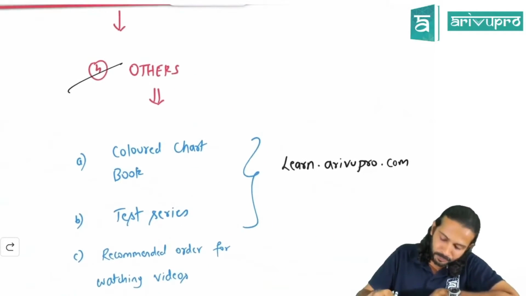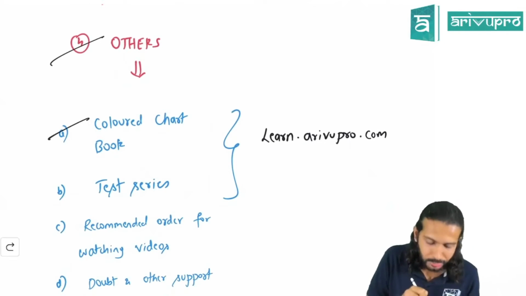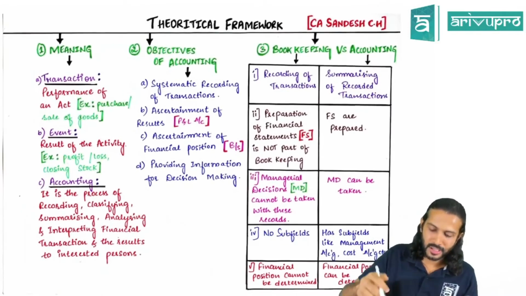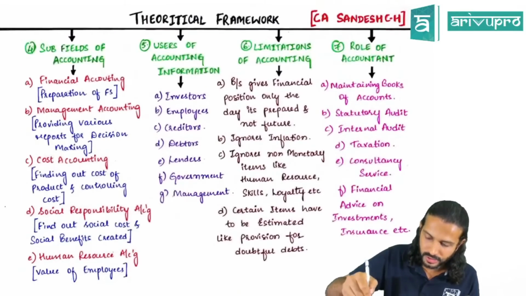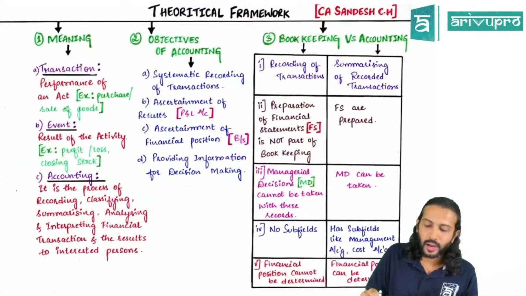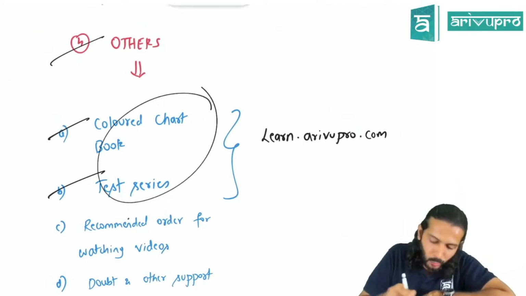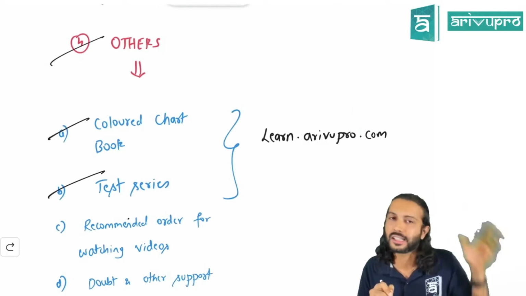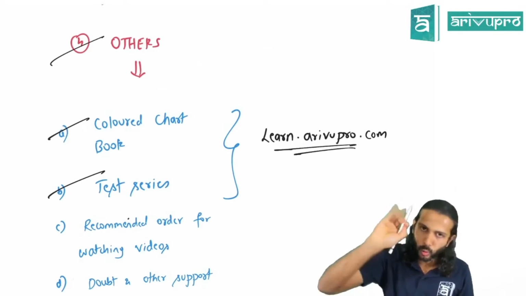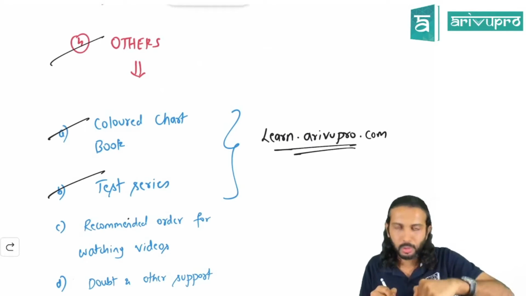Next is the other stuff. Other than your class material, you'll also have something known as a colored chart book. So what is this colored chart book? Just for simplicity, I can show you how it looks. This is how a sample colored chart book will look. And you'll also have a chapter-wise test series. Also, you have an option to buy. Your call. If you want to buy them, you can go to learn.arivupro.com. There's a website. You'll be able to find this.